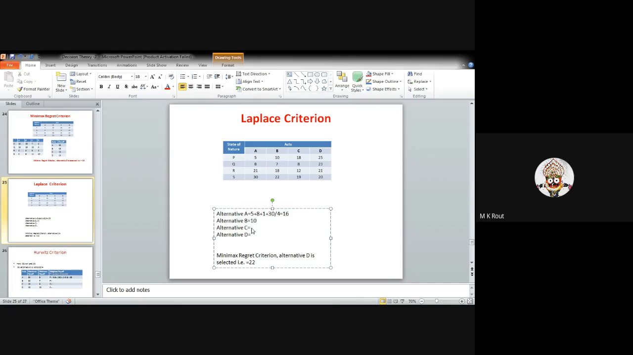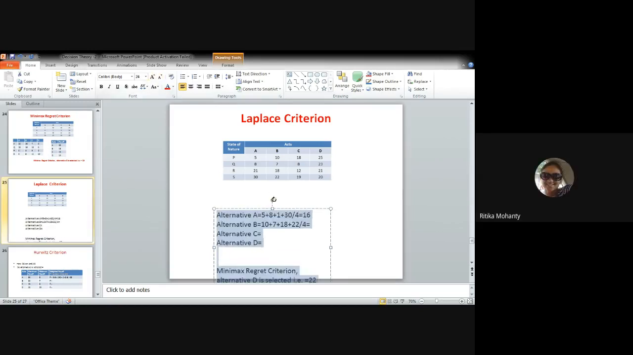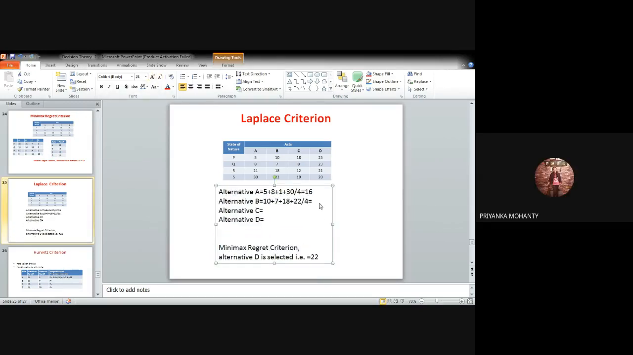That is 10 plus 7 plus 18 plus 22 divided by 4. How much? So 57. How much?